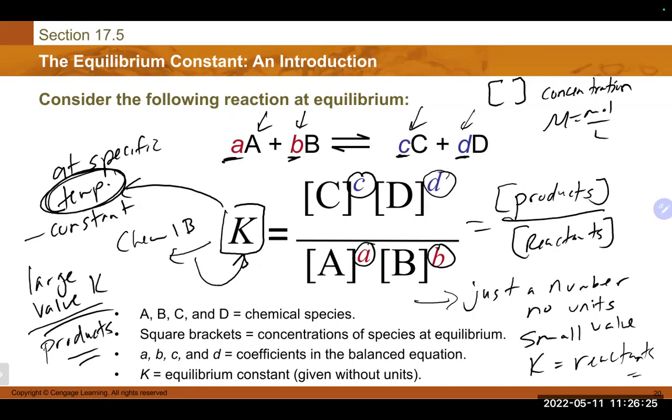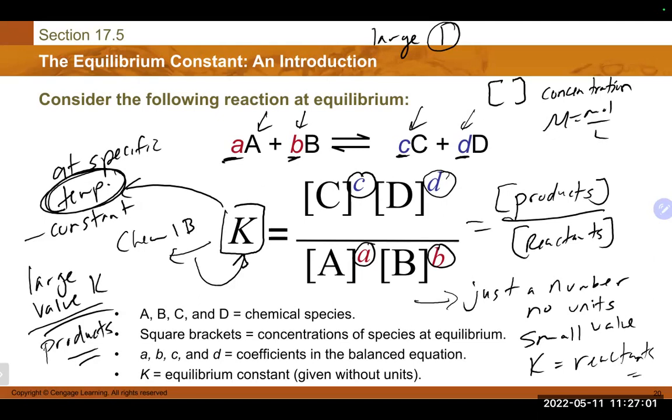What is considered a large value? Well, the big number is 1. So anything above 1 is considered a large value for K, and anything below 1 is considered a small value for K. And there are various degrees of that. There are equilibrium constant values like times 10 to the 56, which is a fairly large number, and values like times 10 to the minus 34, which is a very, very small number. So there are various degrees of large and small.